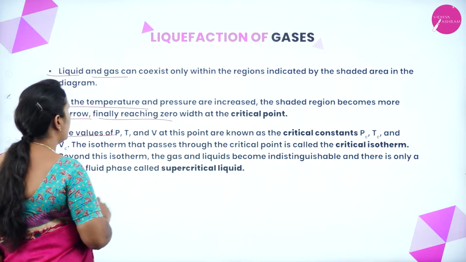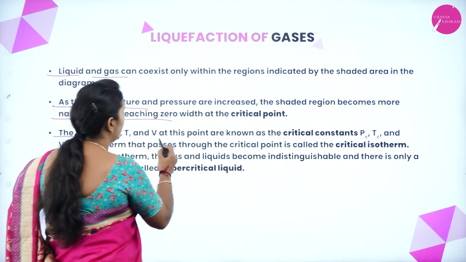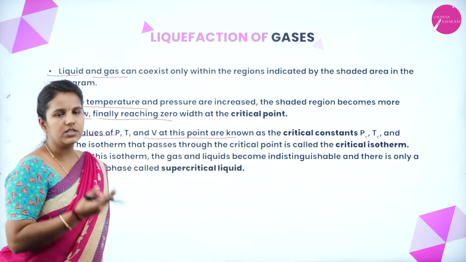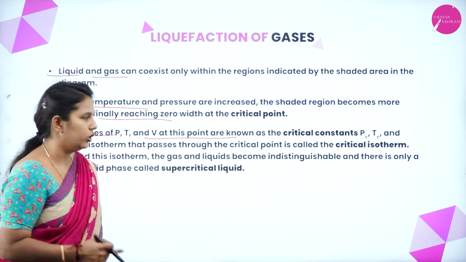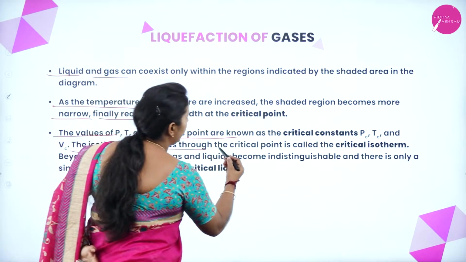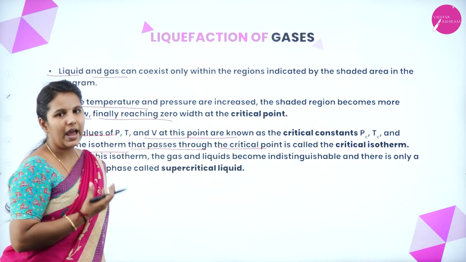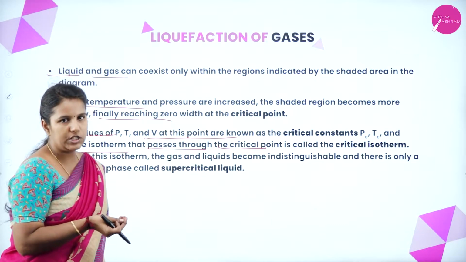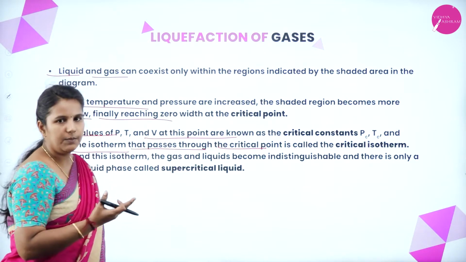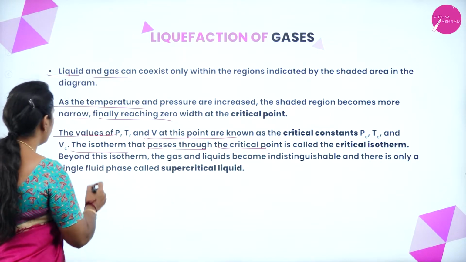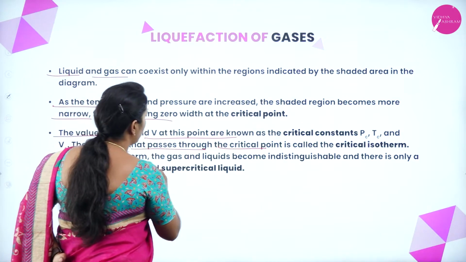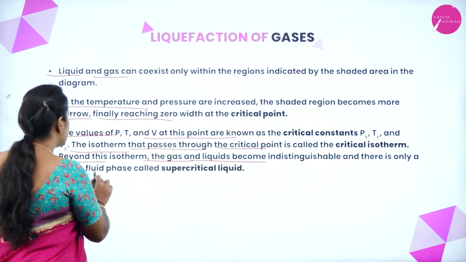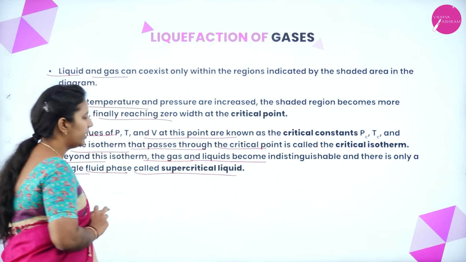The values of pressure, volume and temperature at this point are also known as critical constants. That is critical temperature, critical pressure and critical volume. The isotherm that passes through the critical point is known as the critical isotherm. The isotherm is the graph at a particular temperature. The isotherm which passes through the critical point is known as the critical isotherm. Beyond this critical isotherm, the gas and the liquid become indistinguishable and there is only a single fluid phase. This is known as a supercritical fluid.